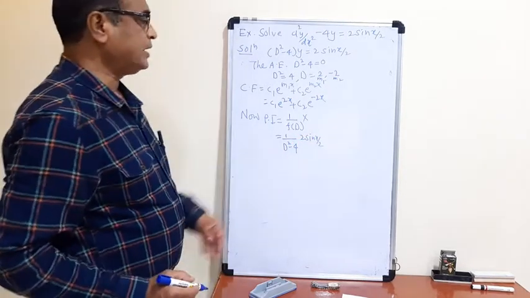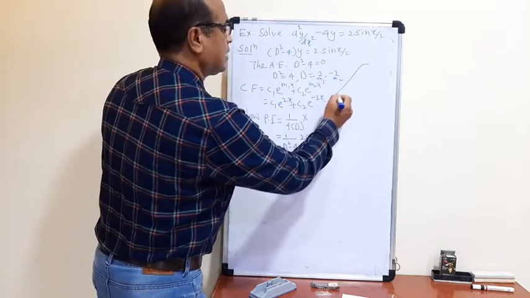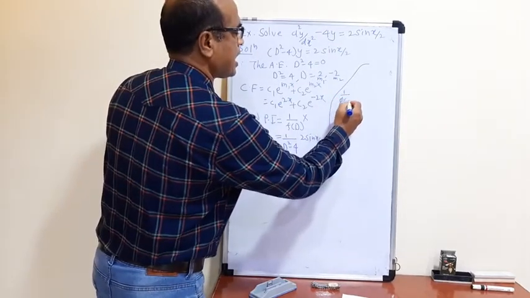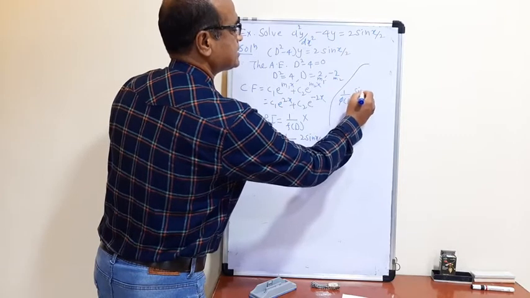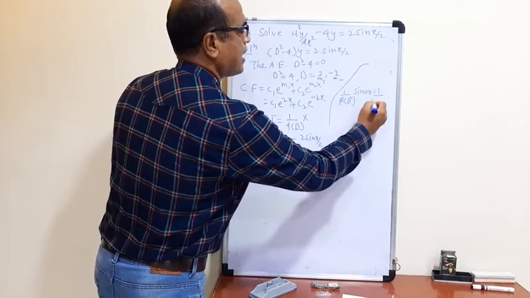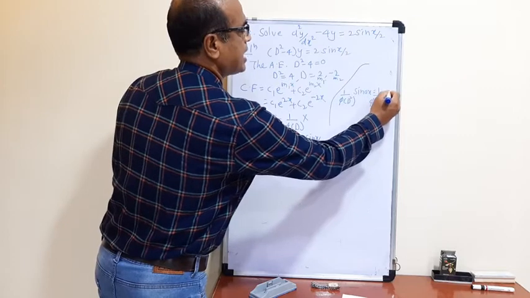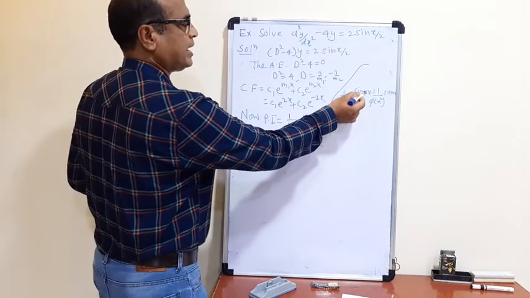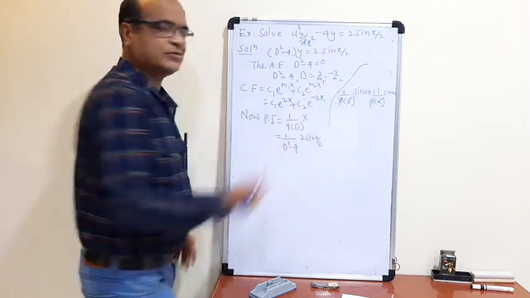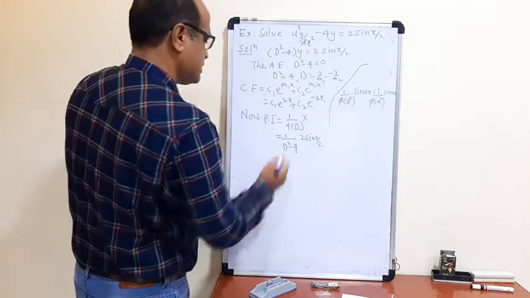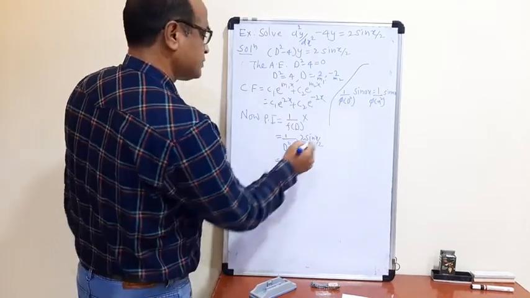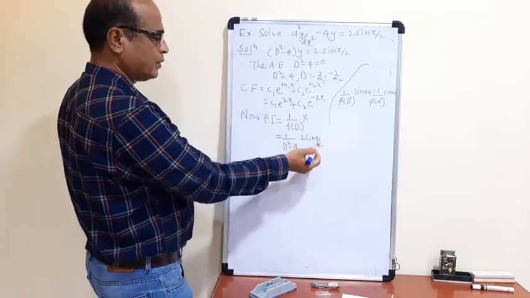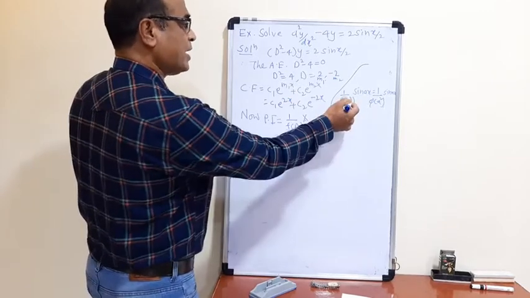So how do we find this? We know the method for finding the particular integral: 1 upon φ(D²) sin(ax) is equal to 1 upon φ(−a²) sin(ax), by putting D² = −a². What is the coefficient of x here? It is 1/2, so a is 1/2, and we put D² = −a².